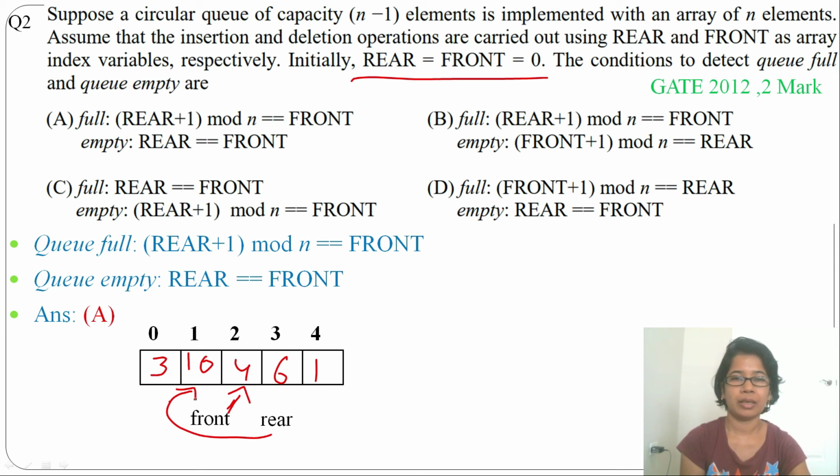So when rear plus 1 mod n equal to front, that is the overflow condition, and when rear equal to front, that is your initial condition, or you can say the empty condition. So here the answer is A.